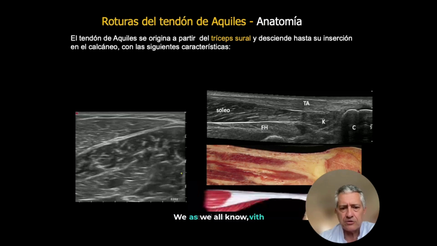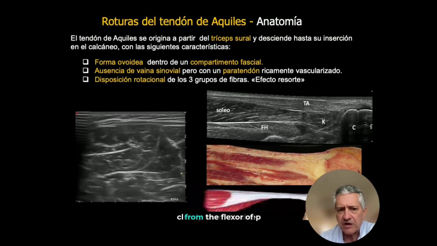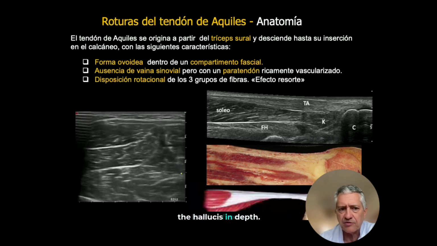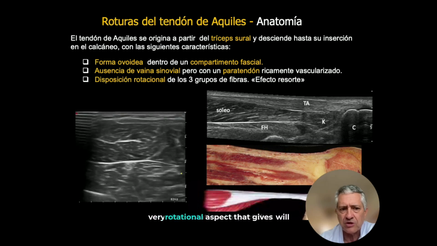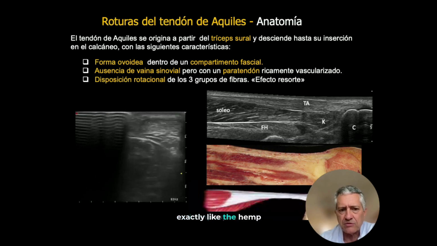The Achilles tendon, as we all know, inserts into the calcaneus from the triceps surae. We can see ultrasonographically the perfect correlation it has from a diagnostic point of view with its most superficial tendinous part, the deeper muscular part of the soleus muscle, and the differentiation in the superficial compartment that clearly distinguishes it from the flexor hallucis in depth.